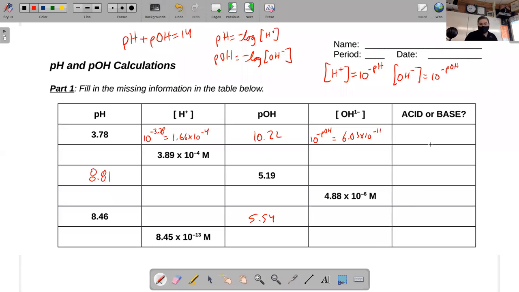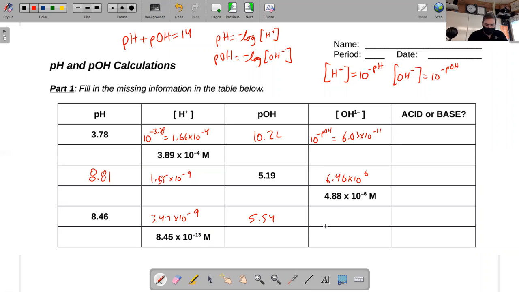And then we'll do the acid or base thing later, but usually the easiest way to figure out if it's an acid or base is based upon the pH. So that's that one. For here, for 8.81, this comes out to be 1.55 times 10 to the negative 9th. And for 8.46, it's 3.47 times 10 to the negative 9th. And again, to go from pOH to hydroxide concentration, you just take 10 to the negative whatever this is. So 6.46 times 10 to the negative 8 or 6th.